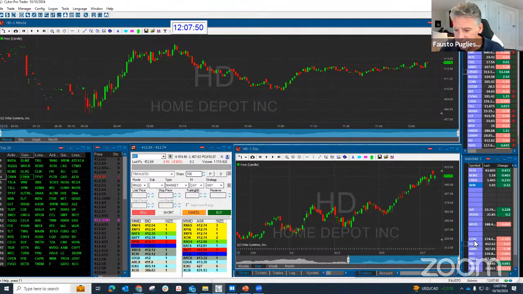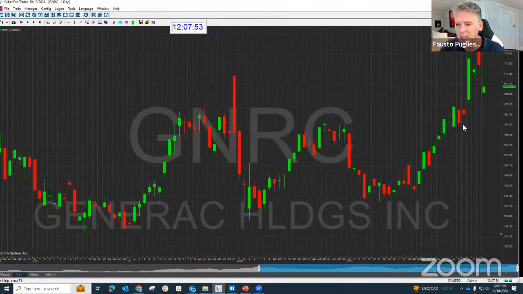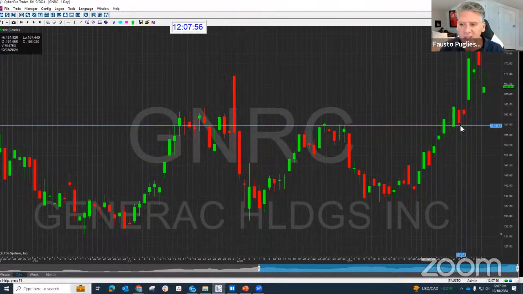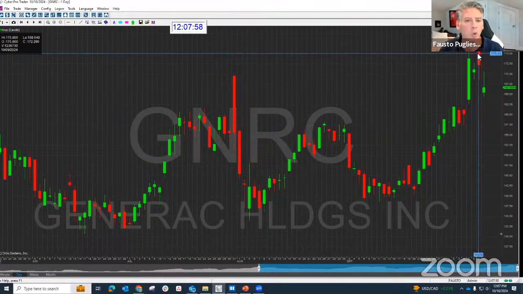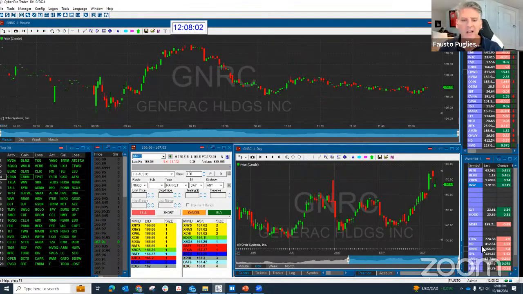Generac was pretty good. There's Generac right here. And you could see right here that when that came out, it was hovering right around here at 157. It ran all the way to a high of 175. Another nice little $20 mover, and there were other stocks out there.